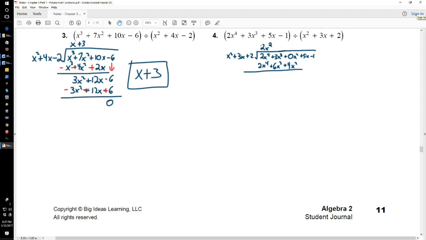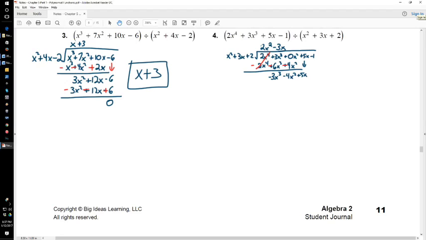So now we subtract. Subtract, subtract, subtract. Flip your signs. 2x to the 4th minus 2x to the 4th is 0. 3x cubed minus 6x cubed is negative 3x cubed. 0 minus 4 is negative 4x squared. Then bring down the 5x. And repeat. This time I'm going to multiply by negative 3x.